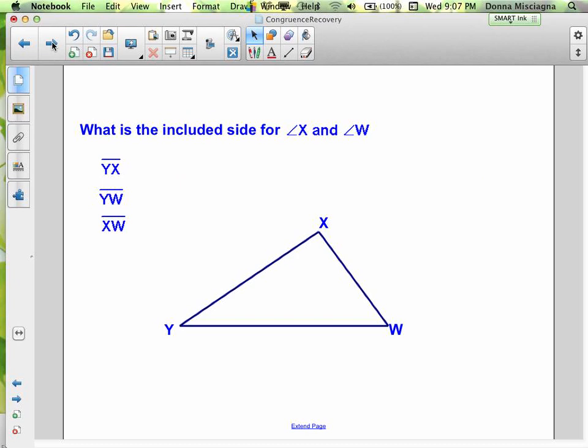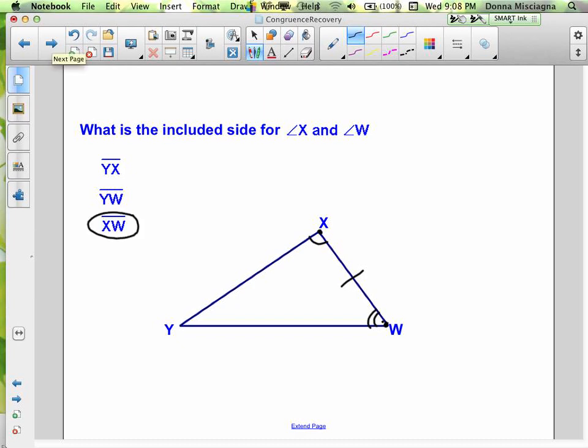All right, so here's a little review. What is the included side for angle X and angle W? Because you have to know the included side to be able to use angle, side, angle. So here's angle X, and here's angle W, with the vertex at X and the vertex at W. The included side has got to be XW. You're going to see the 2 angles' names in the name of the side if it's the included side. The other 2 are not included sides.